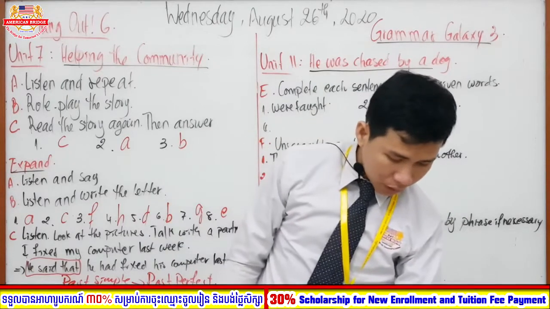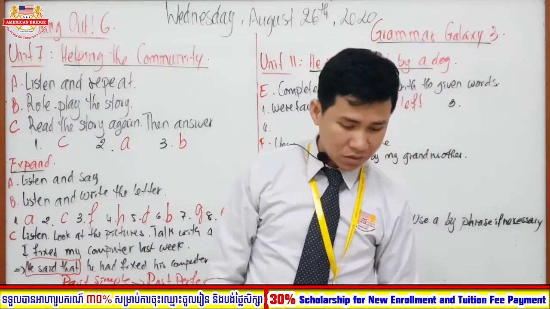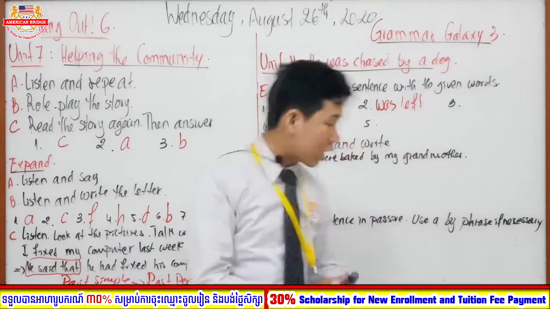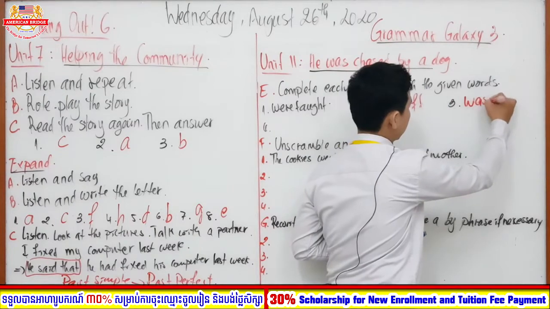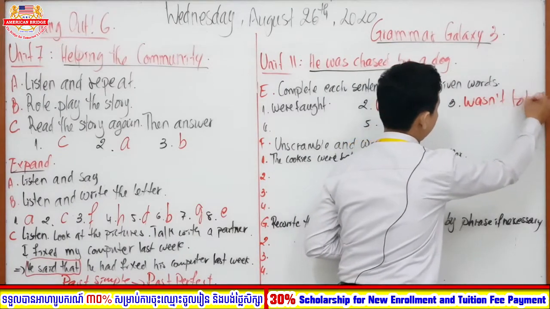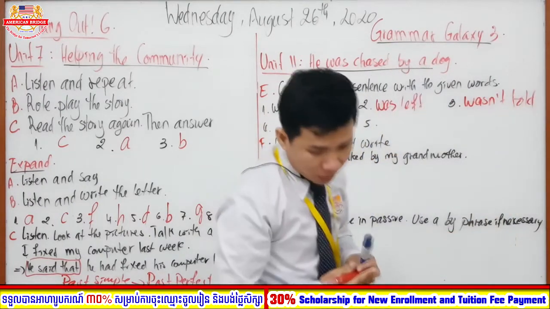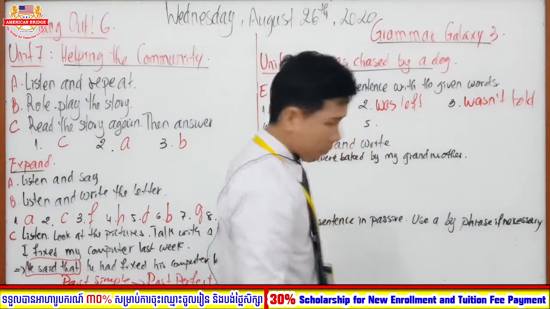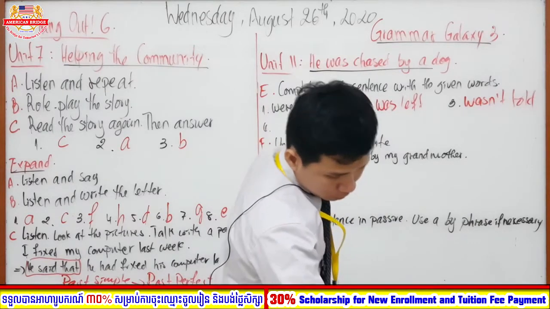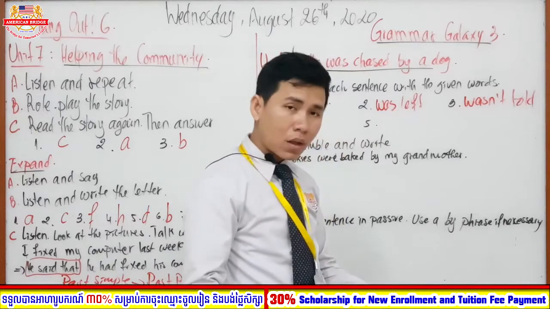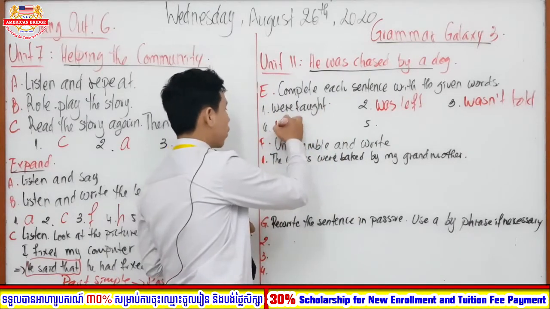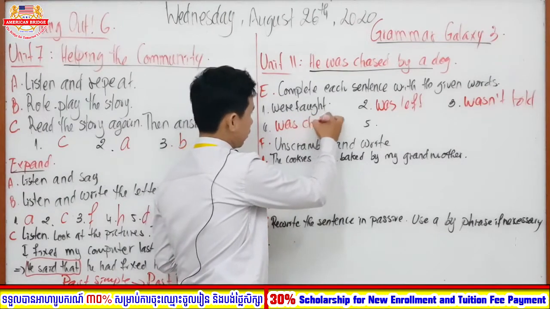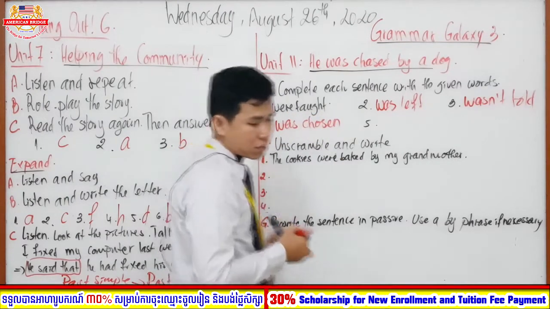Adam blank about the plane yesterday. What is it, everyone? Very good, right? Adam wasn't told about the plane yesterday. And then number 4: a new president blank last week. Which one is it, everyone? Very good job, right? A new president was chosen last week.